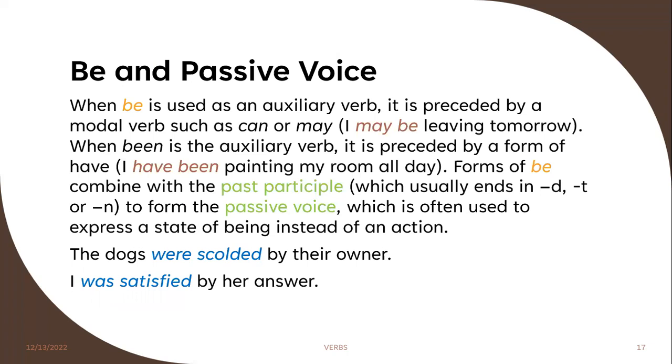Forms of be combine with the past participle to form the passive voice, which is often used to express a state of being instead of an action. So the dogs were being scolded by their owner. So that is the state of being. They were being scolded. They were scolded. I was satisfied by her answer. Was satisfied, state of being.